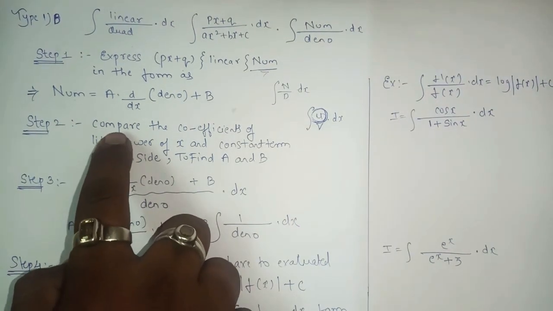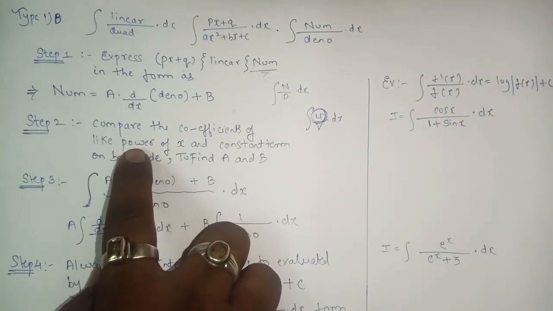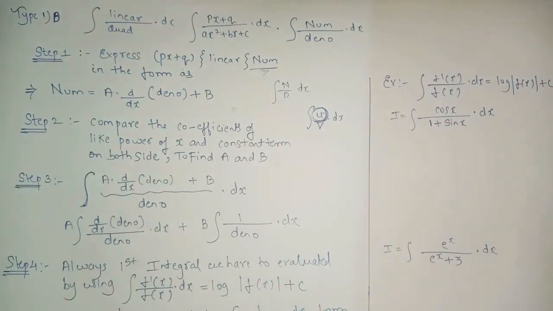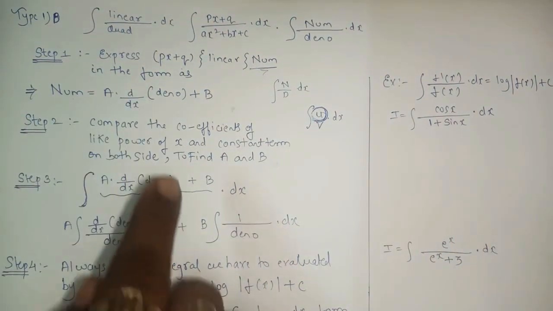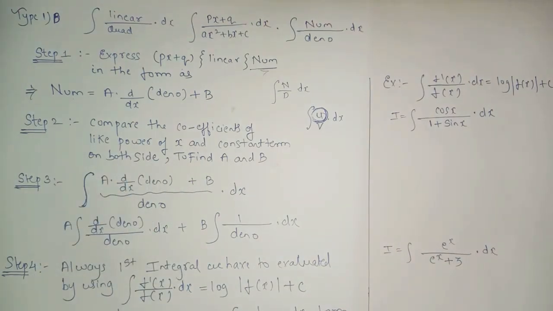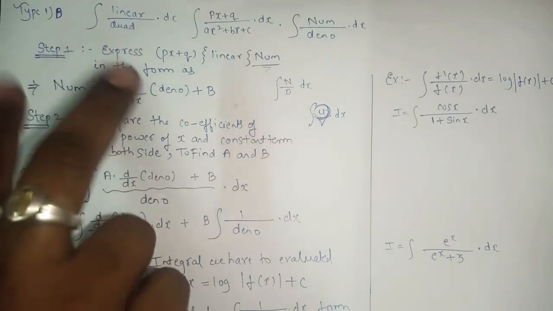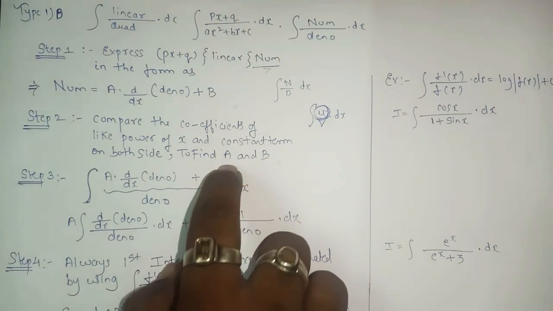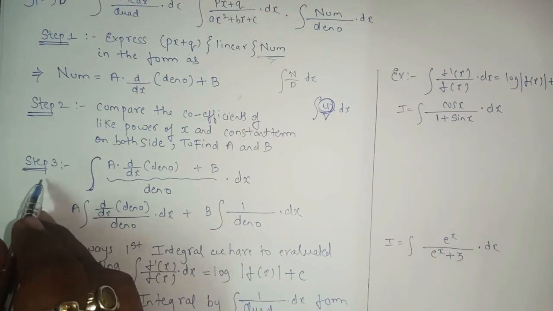Step number 2 is: compare the coefficients of like powers of x and the constant term on both sides. That means we have to compare the coefficients of the left hand side and right hand side to find the values of a and b. When we solve the sum, I will explain this step in detail. Just remember, step number 2 is to compare the left hand side and right hand side coefficients to find the values of a and b. What is step number 3?